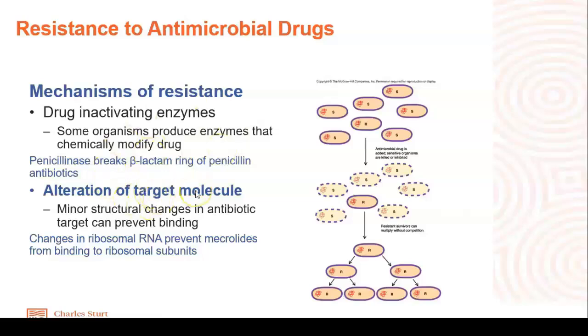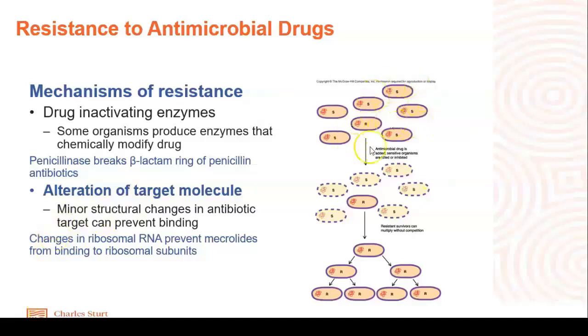Alteration of target molecules is another one, where minor structural changes in the antibiotic target can prevent binding. So changes in ribosomal RNA prevent the macrolides from binding to ribosomal units. Again, you don't need to remember the details of this slide.